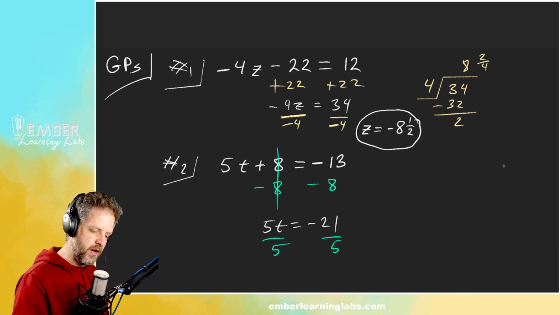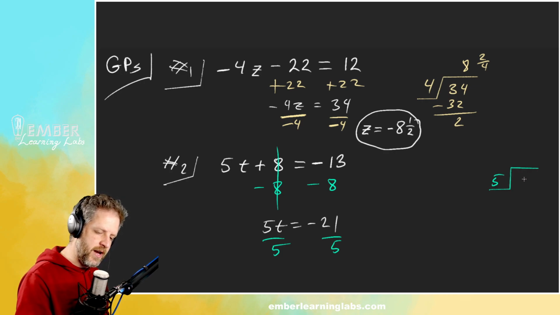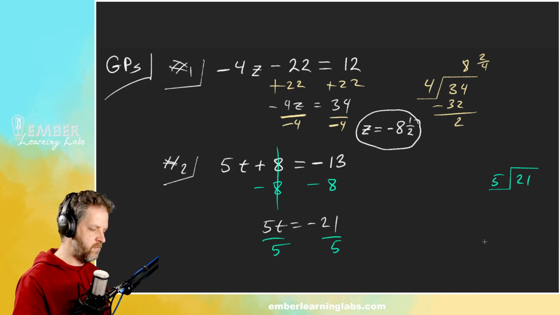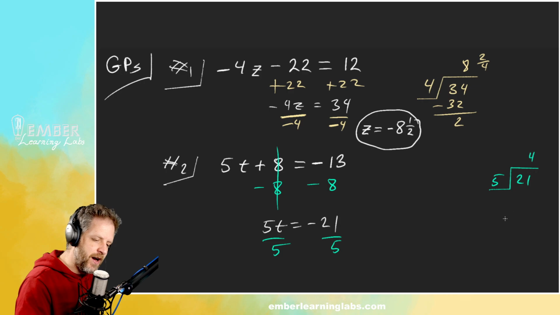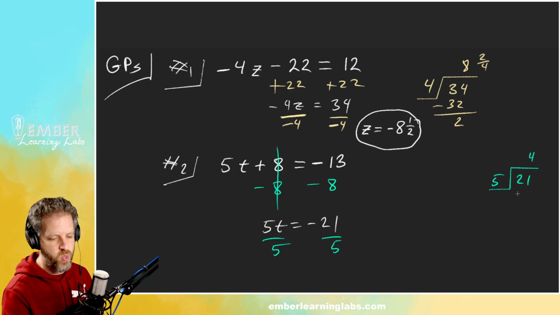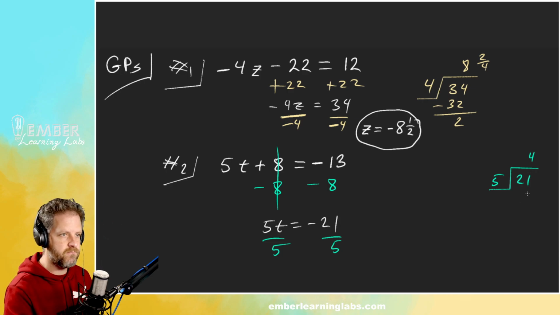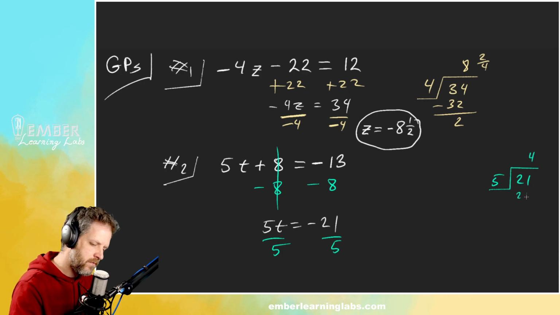All right. And then we should have, when we divide that, we'll scratch paper that over here. 5 goes into 21 how many times? 4. Yeah, what's 4 times 5? 4 times 5 is 20. Yeah. And then we subtract and we get 1. So what's our final answer then?